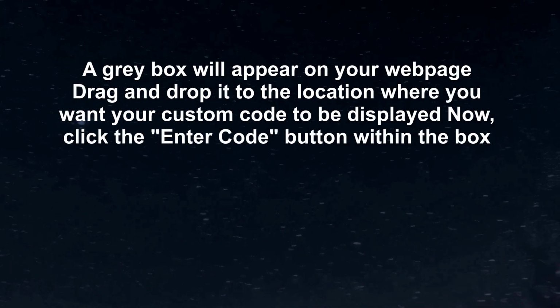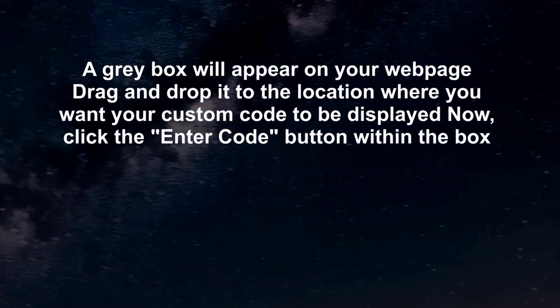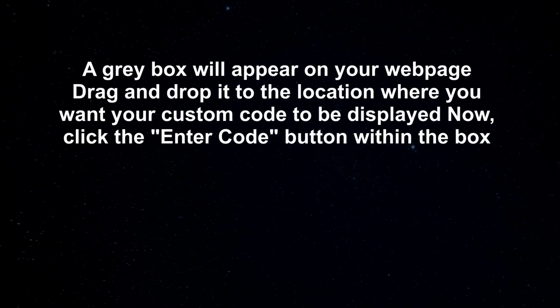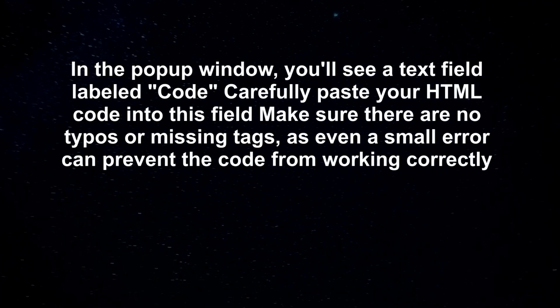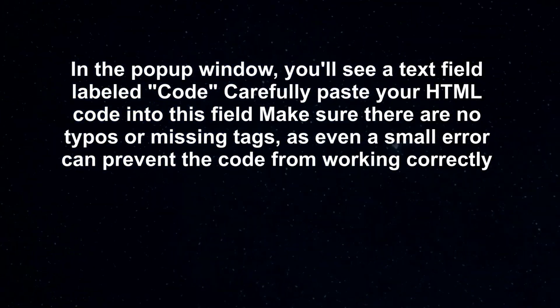A gray box will appear on your web page. Drag and drop it to the location where you want your custom code to be displayed. Now, click the Enter Code button within the box. In the pop-up window, you'll see a text field labeled Code. Carefully paste your HTML code into this field.